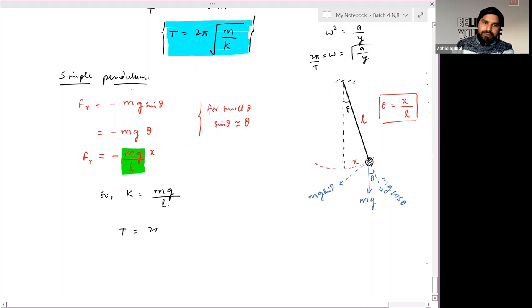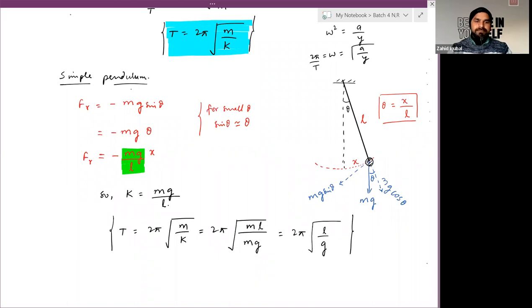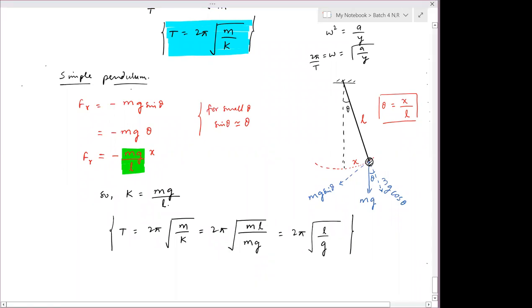Time period equals 2 pi root under m by k, which is 2 pi root under m by mg divided by L. And m cancels out, so you're left with 2 pi root under L by g. So this will be our final expression for the time period of a simple pendulum. Any doubt? No, sir. Okay, just write it down.